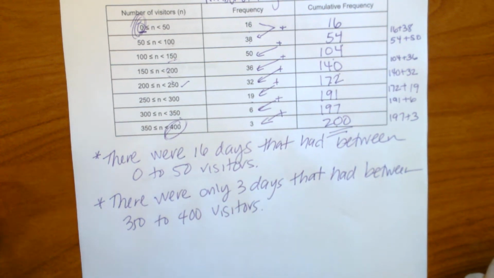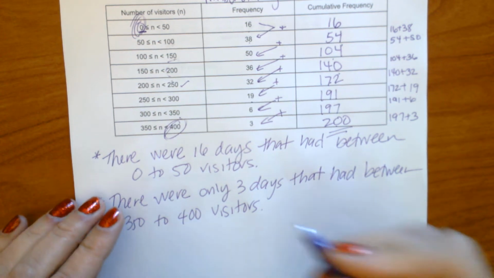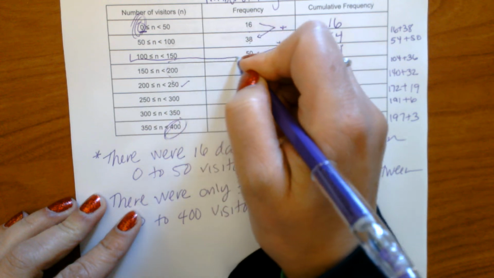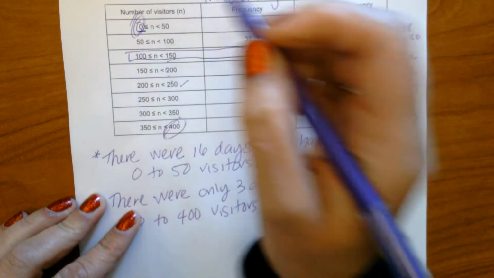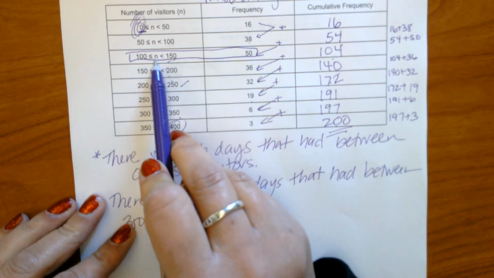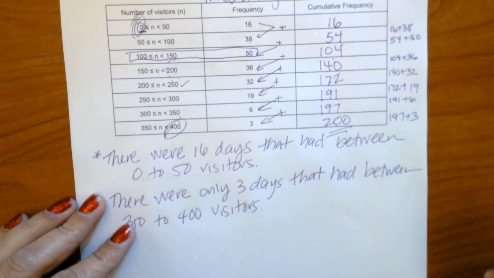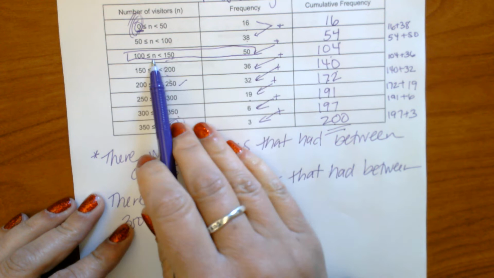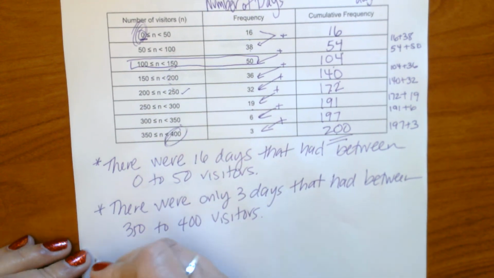The next one that I'm going to write down is going to be our modal class. A lot of people are still having trouble. So for modal class, we're going to look at the highest frequency. This is the highest frequency. This is the modal class. That's where we see the most. The most days is 50. And so here is the modal class.